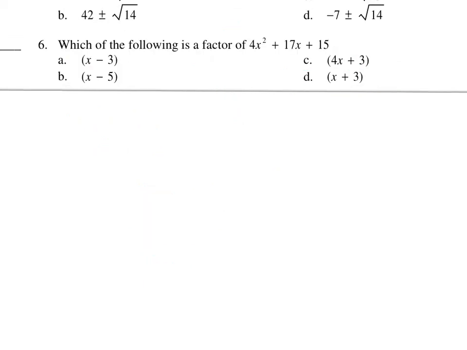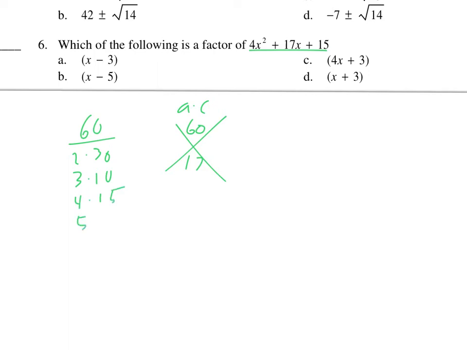All right, next up here, it asks me which one of these is a factor of this expression. I don't see a GCF here, so I'm just going to jump into my X. I have a times c up top, which is 60, and then 17 on bottom. What multiplies to make 60? I know they have to both be positive, so 2 and 30 won't work. 3 and 10 is not going to make 17 either. 4 and 15 is not going to work either. 5 would multiply with 12, so that is going to work. So I'll do 5 and 12.